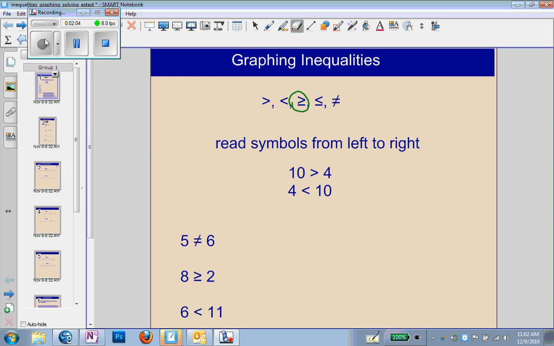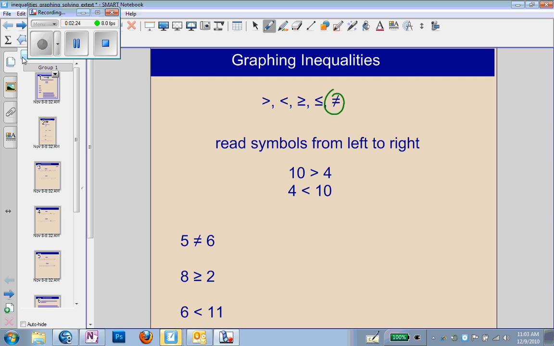Now let's look at the next symbol. This one is less than or equal to because we get to less than first, and there's an equal to sign underneath it. And what does everybody think the next symbol is? Correct. The next symbol is not equal to, which is an equal sign with a slash through it.